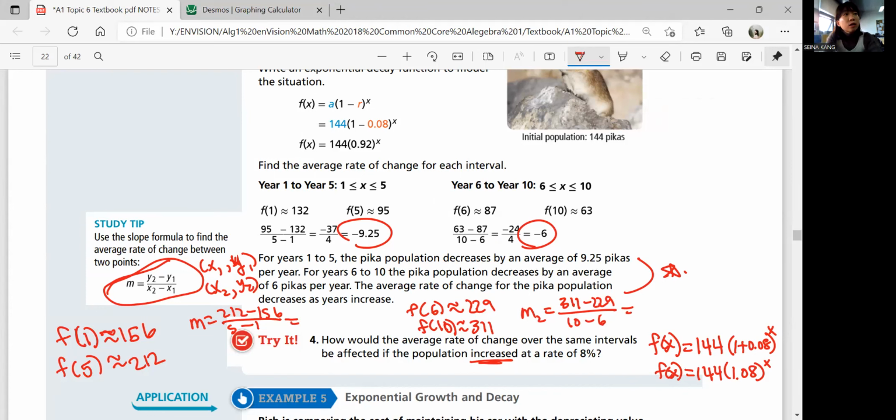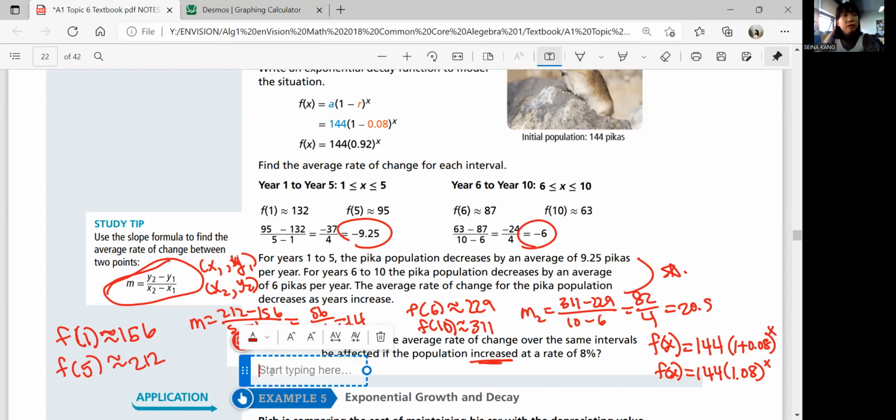So for the first slope, 212 minus 156 is 56 over 4, which is 14. Okay, 311 minus 229 is 82 over 4, which is 20.5. So what can we say?